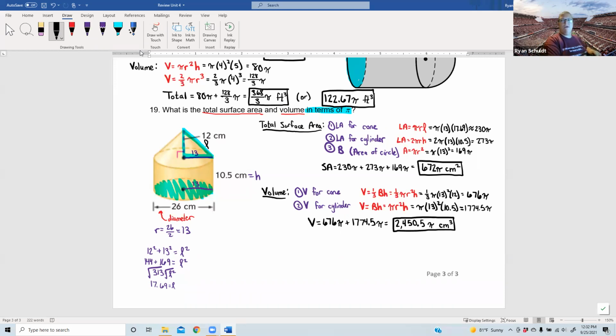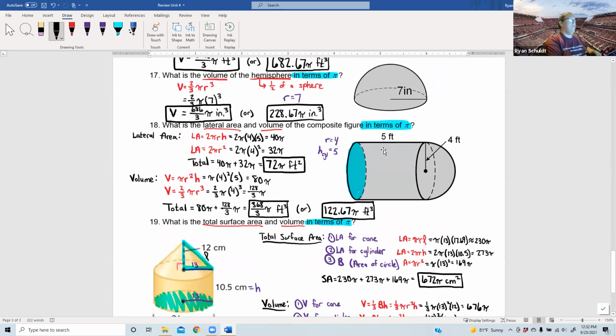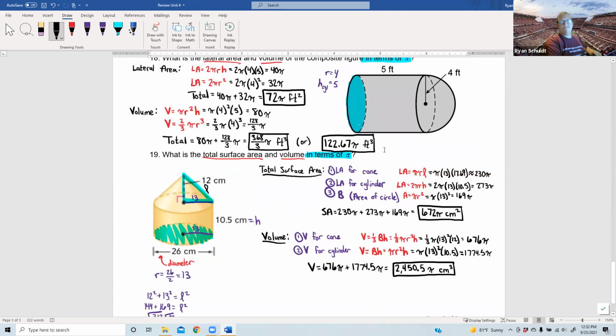Okay, so there is the review. These last two were doozies, but we got them. It just took a little bit of ingenuity, and we got it.